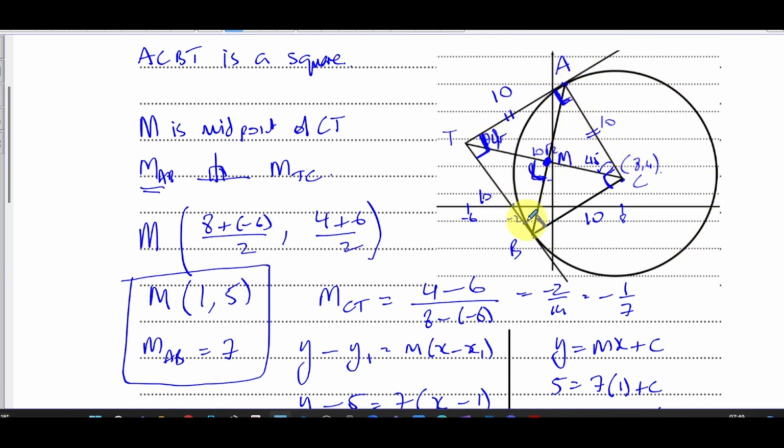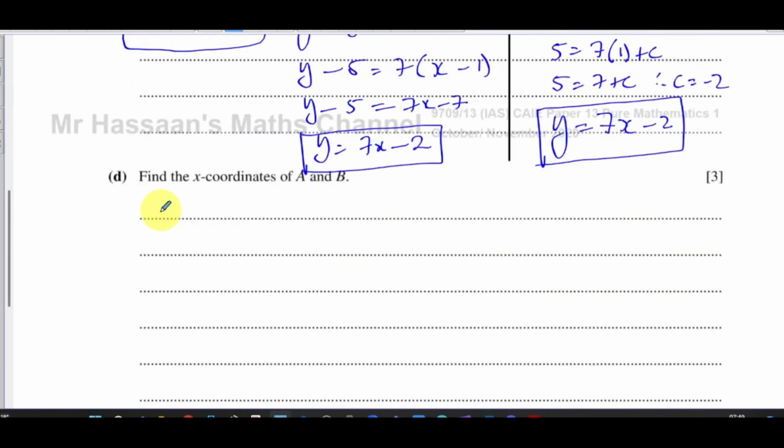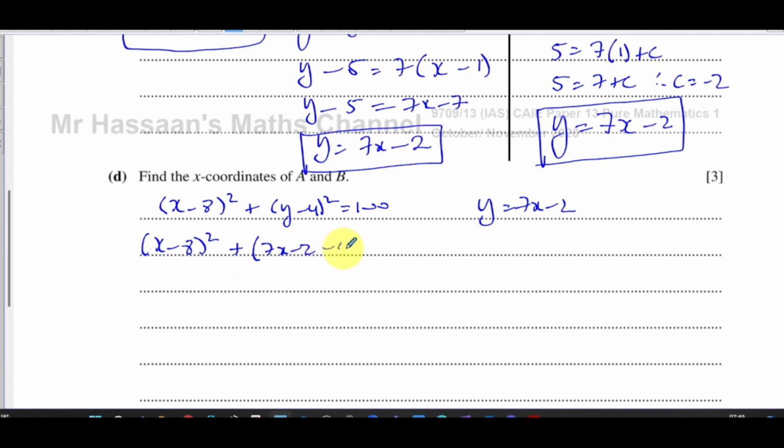If we try to find where the line intersects the circle, we have the equation of the circle, which is (x minus 8) squared plus (y minus 4) squared equals 100, intersecting with y equals 7x minus 2. We can find where they intersect by substituting the equation of the line into the equation of the circle. So I can write (x minus 8) squared plus, instead of y, (7x minus 2) minus 4, squared equals 100. Now I have an equation in x, and that will give me the two x coordinates of A and B. Right? So if I now solve this, I can expand this bracket.